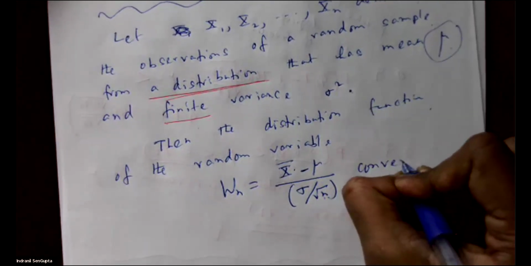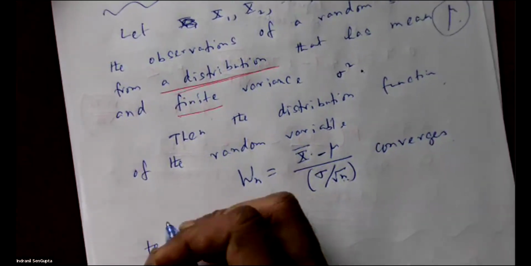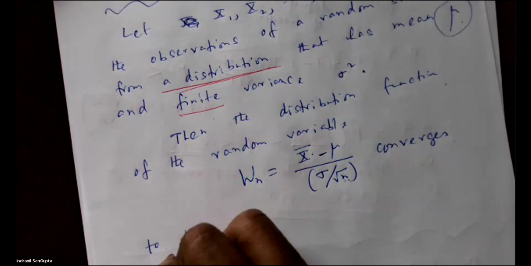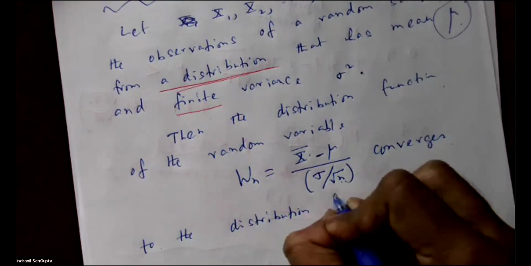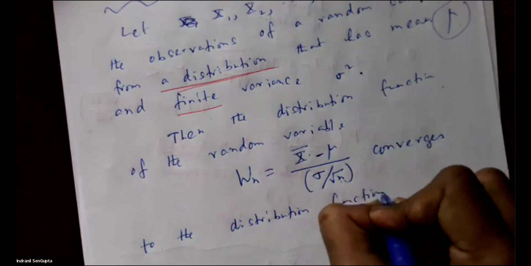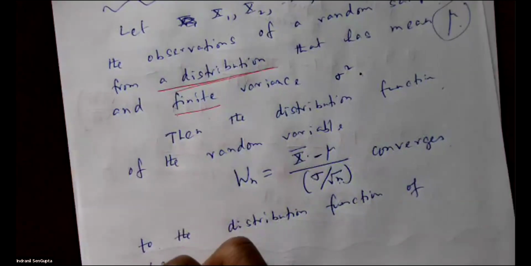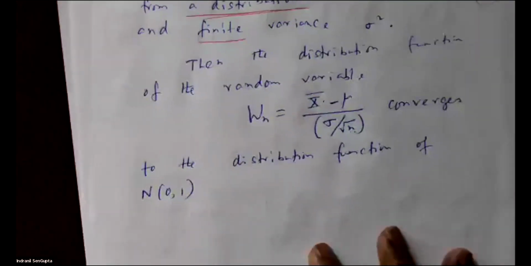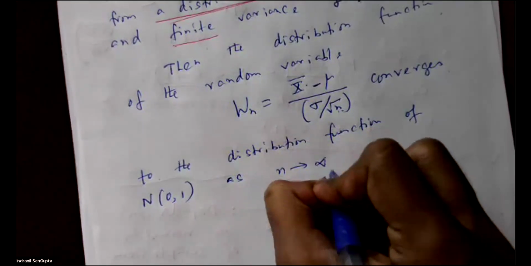Converges to the distribution function of the standard normal distribution, N(0,1). That's the standard normal distribution, as n goes to infinity.